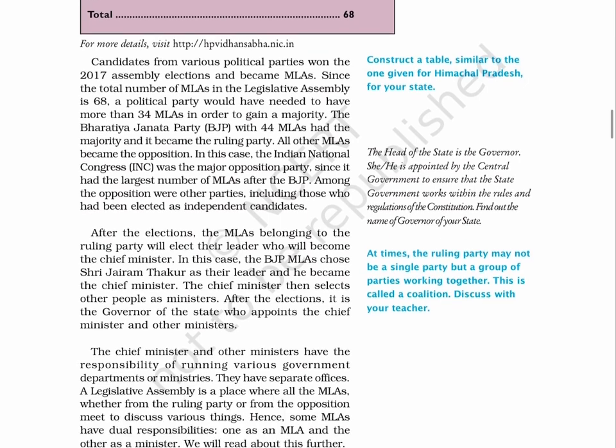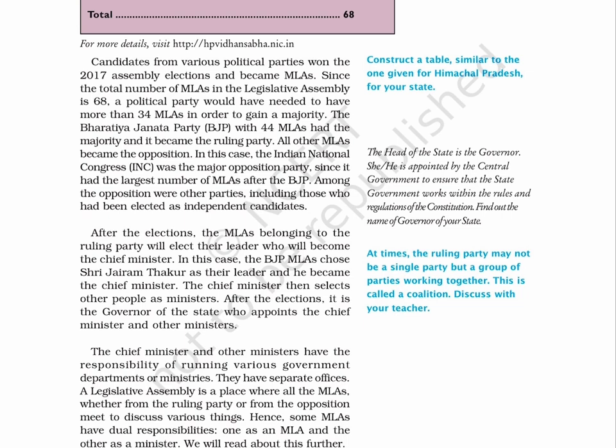Candidates from various political parties won the 2017 Assembly elections and became MLAs. Since the total number of MLAs in the Legislative Assembly is 68, a political party would have needed more than 34 MLAs to gain a majority. The Bharatiya Janata Party, BJP, with 44 MLAs had the majority, and it became the ruling party. All other MLAs became the opposition.